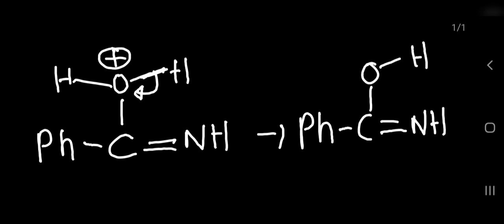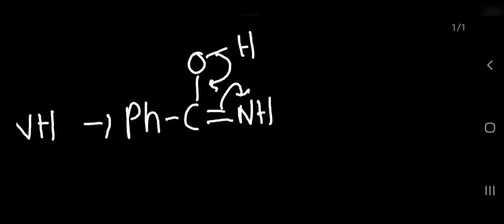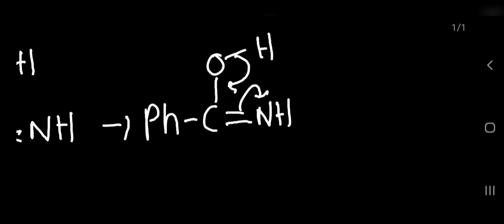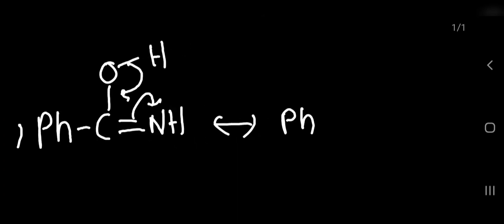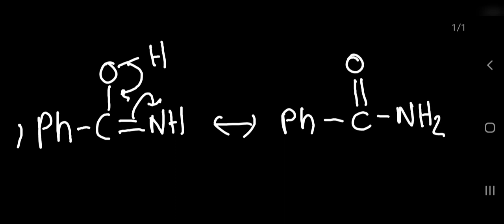The last step is a tautomerization step. What will happen over here? This will shift over here and this will shift over here, and then we will get the amide as our required product of the Beckmann rearrangement reaction, double bond O, NH2. This is the amide.